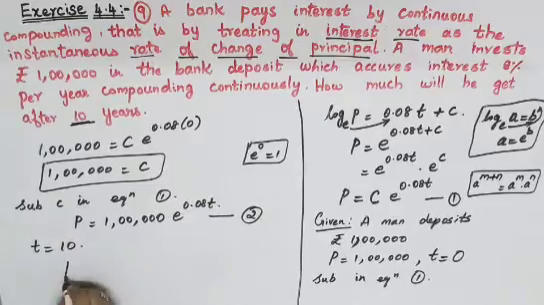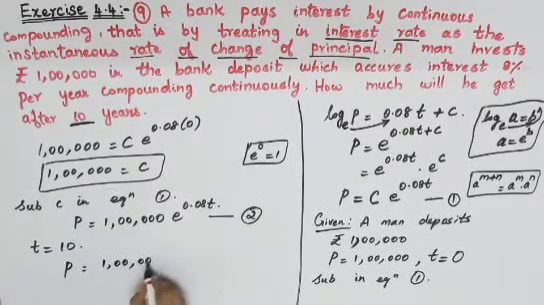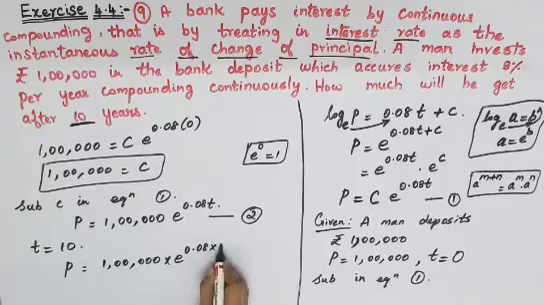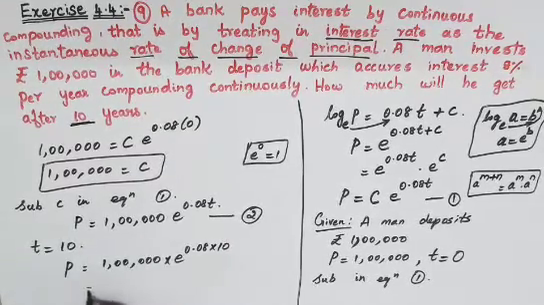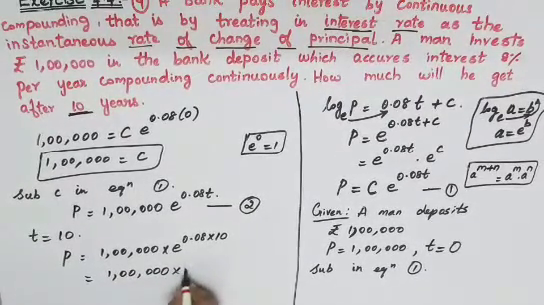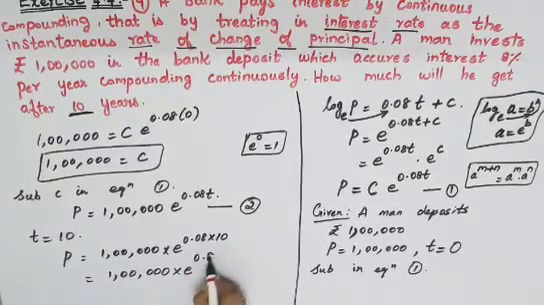Okay. So the principal is equal to 1 lakh into e power 0.08 into 10 you'll get, because t is 10. So I'll just put 10 over there. So that is equal to 1 lakh into e power 0.08 into 10, it will become 0.8.